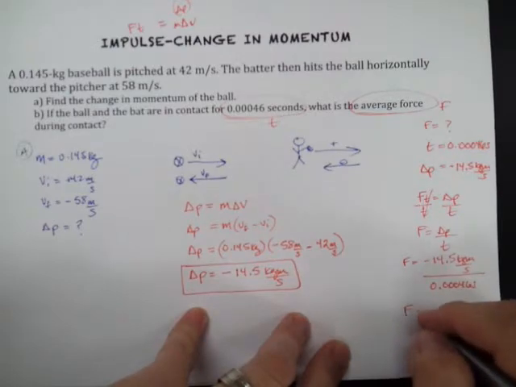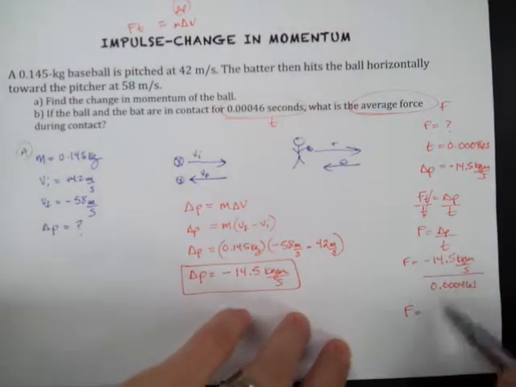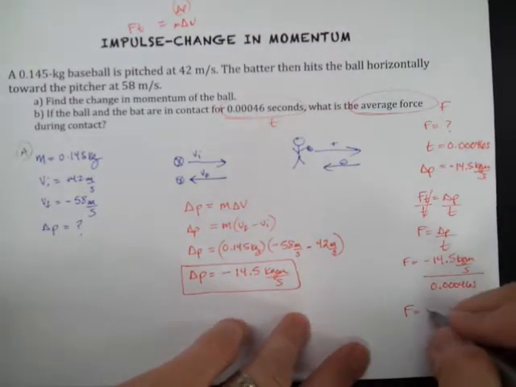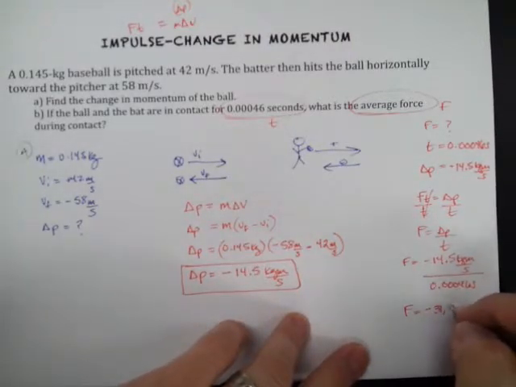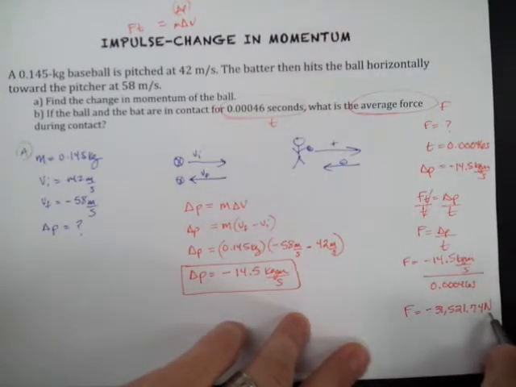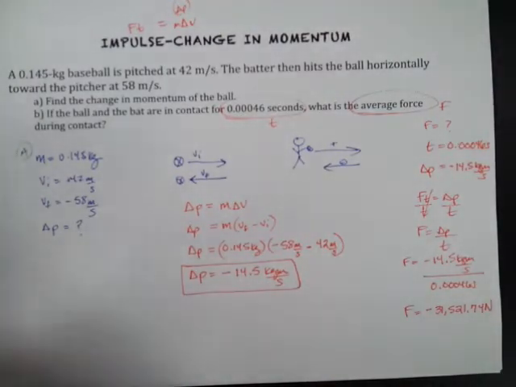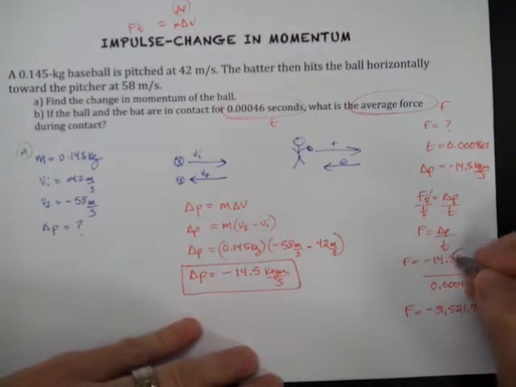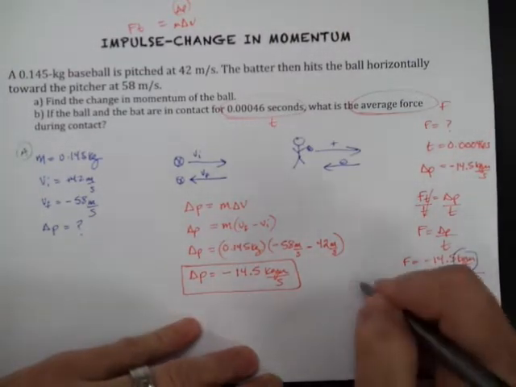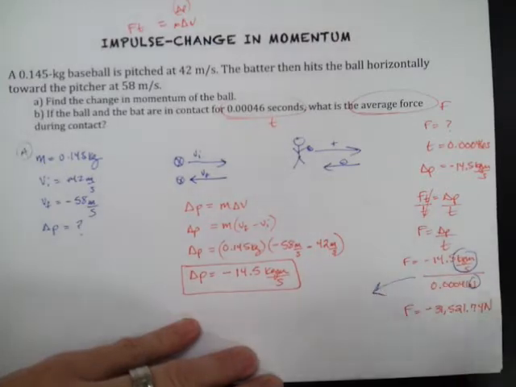Now do the seconds cancel? Right, we can do the math fairly easily and get negative 31,521.74 newtons. Okay, let's see why that's a newton. Let's just look at our units. So we have, let me pull it out over here.